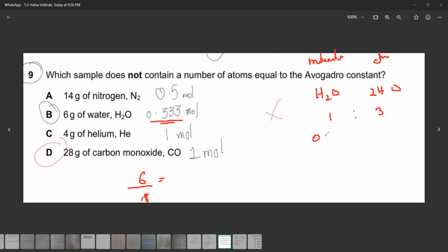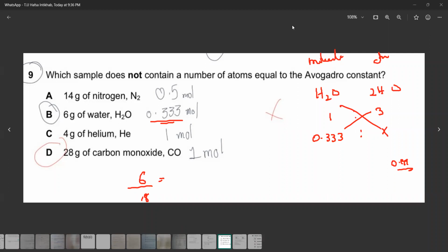So if we have 0.33 moles, how many moles of atoms will be there? X. When we cross multiply, 0.33 multiplied by 3 is approximately 1. Not exactly, but approximately it is equal to 1. So we are getting 1 as the answer. Is it clear about B? Like how we are getting one mole? First we get the moles of molecules and then we find the moles of atoms.